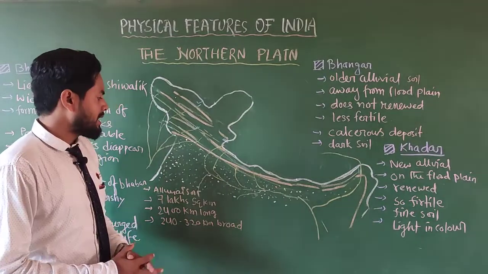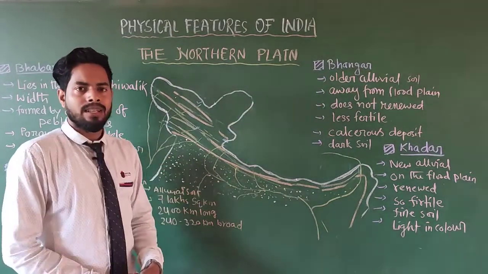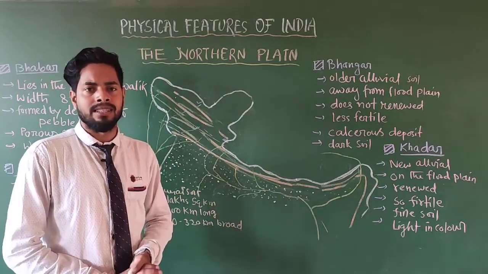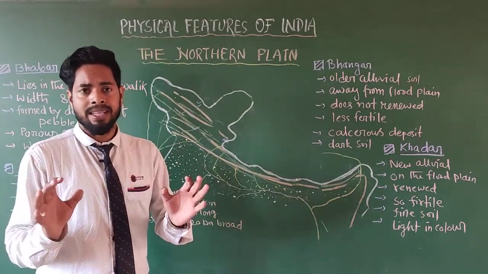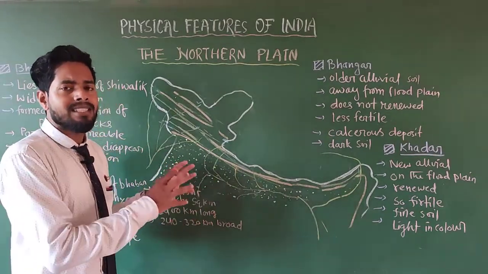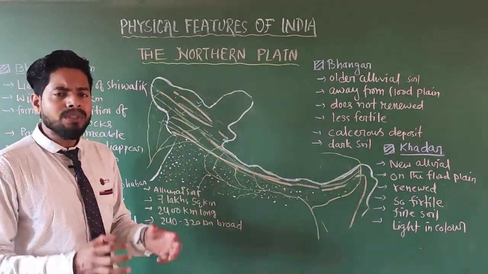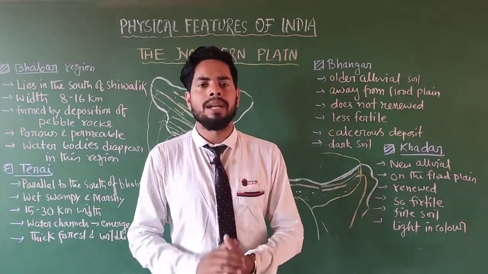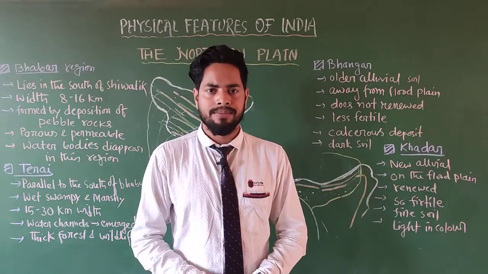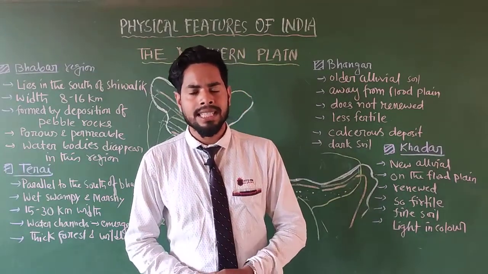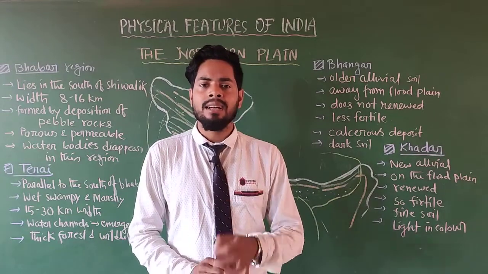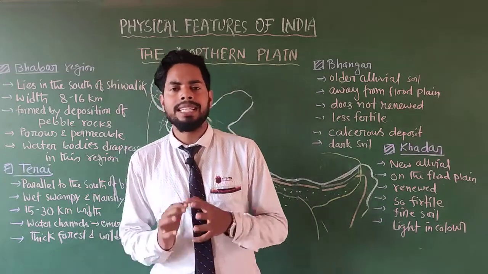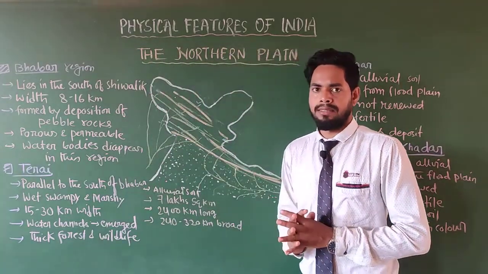We all know that it is a low stretch, a vast flatland area. It may seem there is no variation of relief features, but that is not true. Here we find variation of relief features. Due to this variation, we divide the northern plain into four categories: first is Bhabar, second Tarai, third Bhangar, and fourth Khadar. First of all, we discuss the Bhabar region.